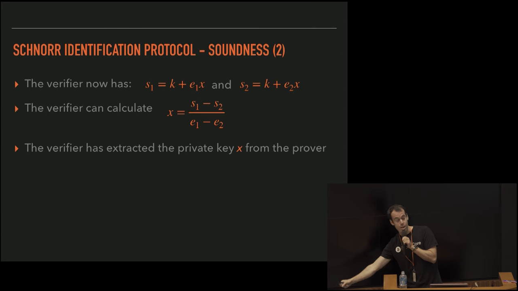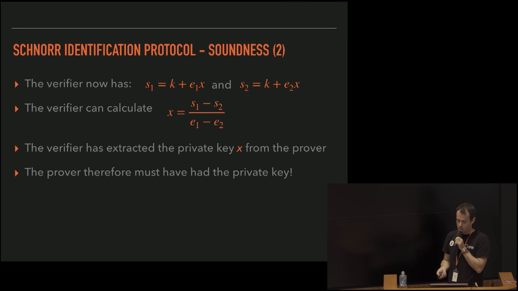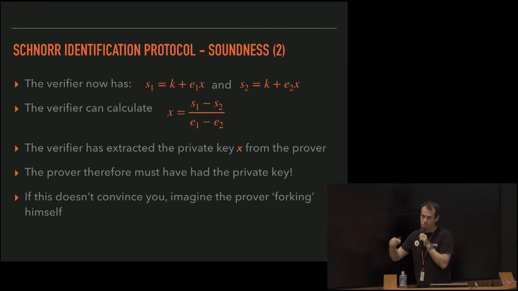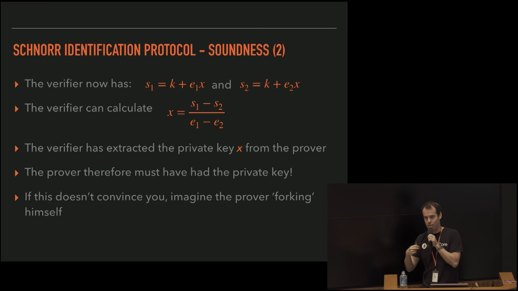And if the verifier can take the private key from the prover, the prover must have already had the private key, right? I can't take something from you that you don't already have. Now, if that doesn't convince you, just imagine the prover going through this operation with himself, forking himself, and the prover can extract the key from himself, right? So if the prover can create this proof, this signature, for any given E, he can learn his own private key, right? So he must know his own private key.